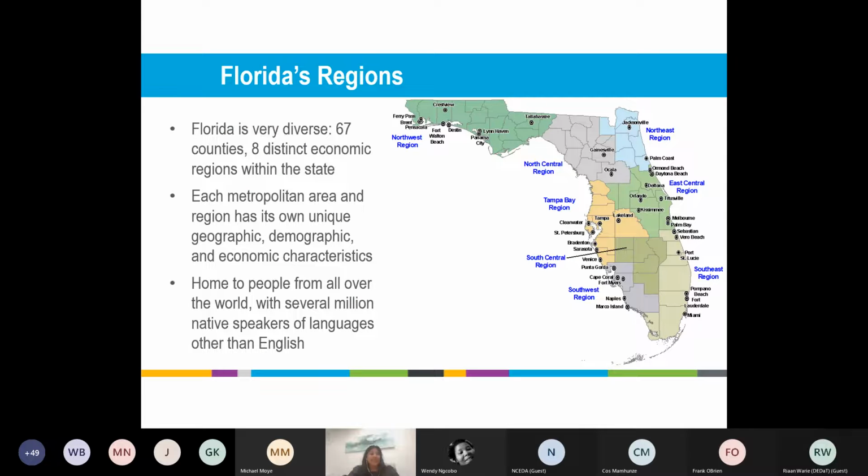Florida has 8 distinct economic regions within the state, and you will see that on this map, as well as 67 counties, and each county has an economic development office that we relate to and work with for trade and FDI purposes. Next slide, please.